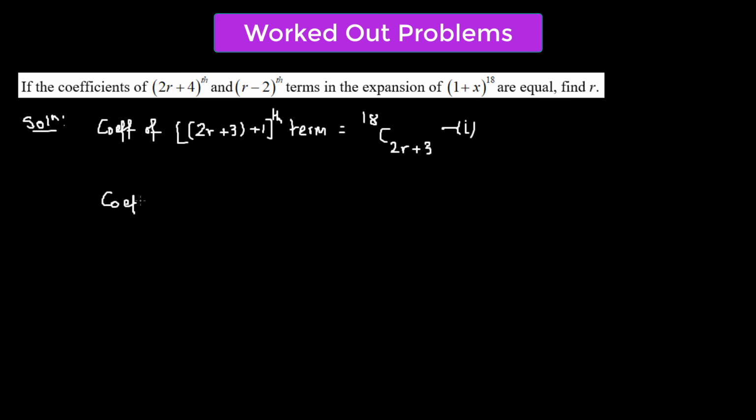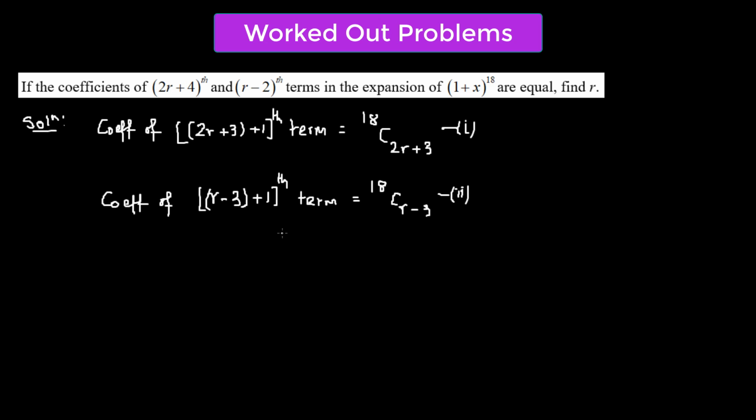Similarly, for the second one, we have the coefficient of r minus 2, which could be written as r minus 3 plus 1th term, and the value is equal to 18C(r-3), and this is equation number 2.